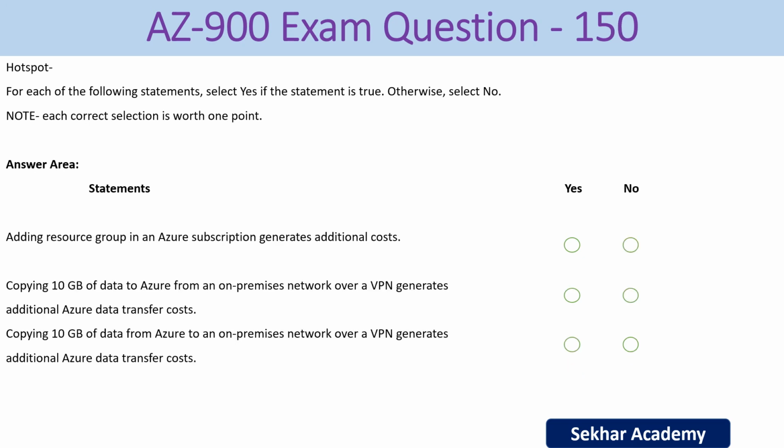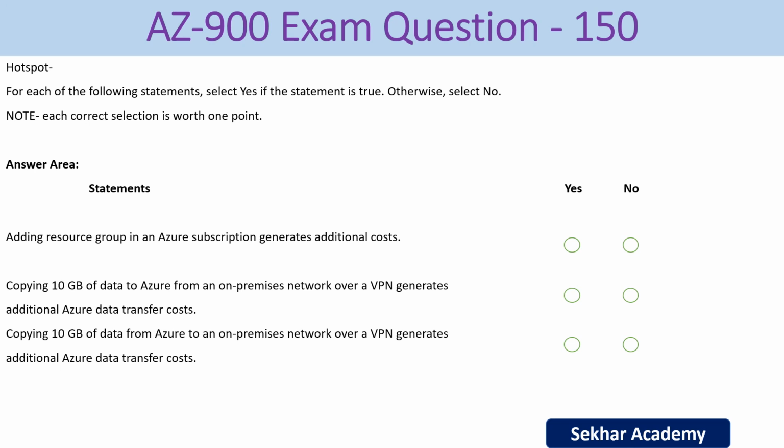For each of the following statements, select yes if the statement is true, otherwise select no. So this is question number 150. Note, each correct selection is worth 1 point. In the answer area, we have 3 statements. Let's go to statement 1.